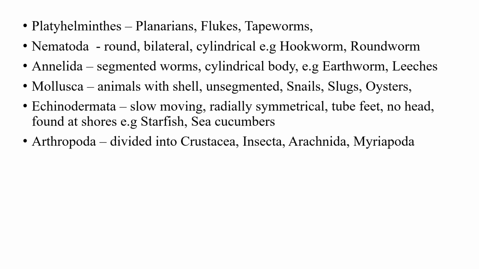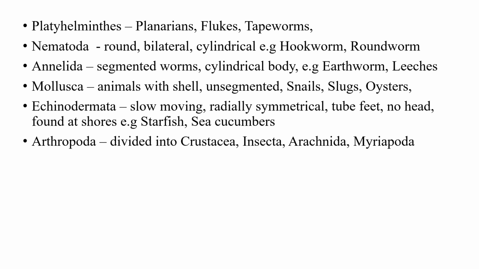Then the Echinodermata, they are slow moving. They move, but they move very, very slowly. Examples are starfish, sea cucumbers. One thing about Echinodermata again is that they are radially symmetrical. That is, you can cut them anywhere, and the two halves will be the same. They have no head, they have tube feet, and most of the time they have just one opening.